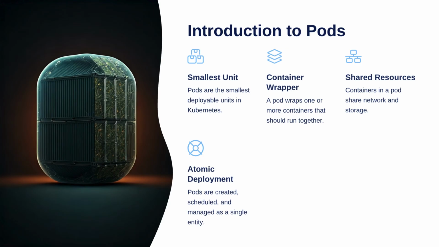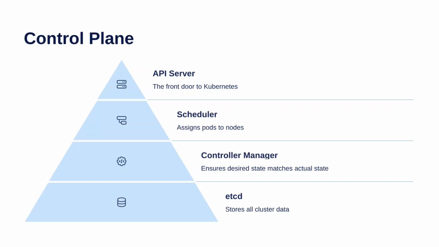Now, on top of that node, Kubernetes introduces the concept of a pod. A pod is the smallest deployable unit in Kubernetes. It's basically a wrapper around one or more containers that should run together. Okay, so that's the worker side.